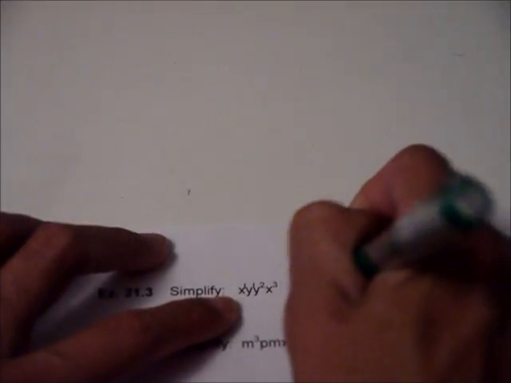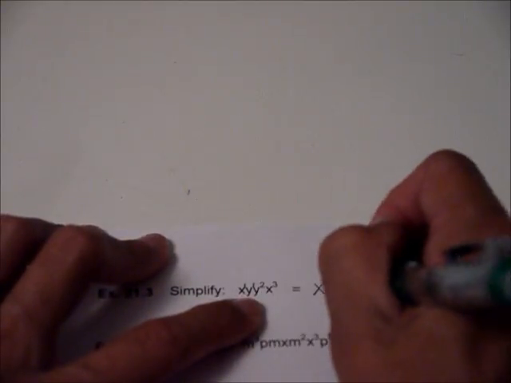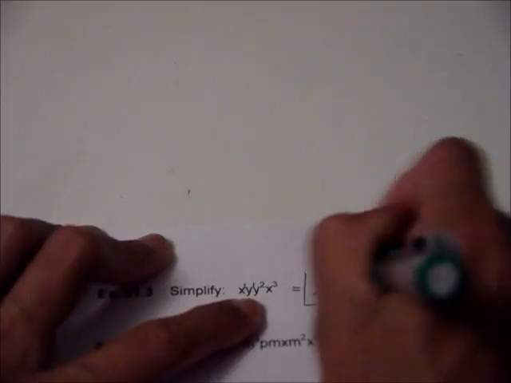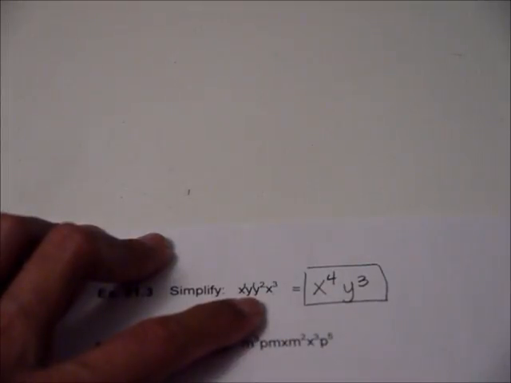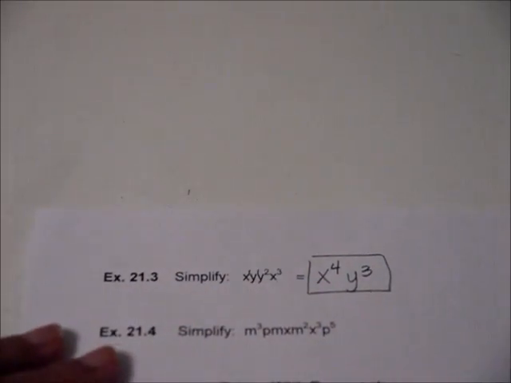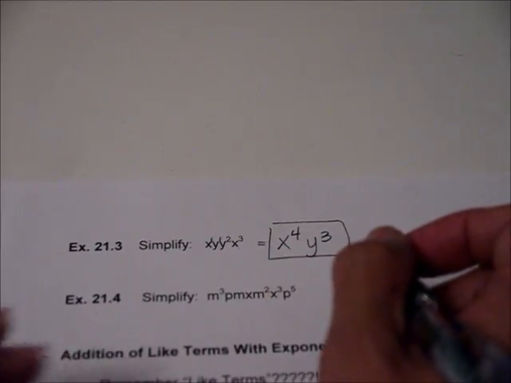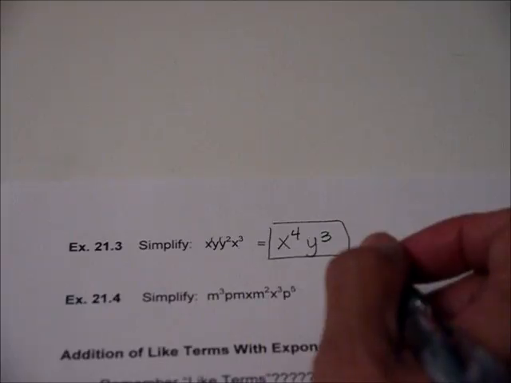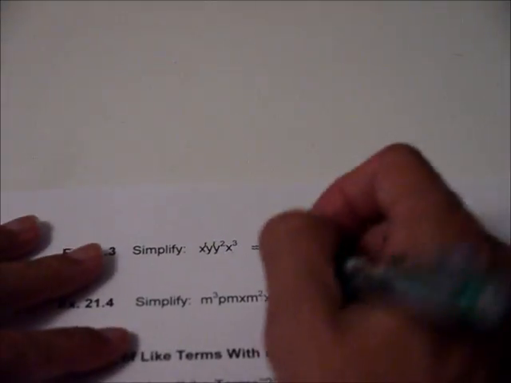So that means we have 1x and 3 x's. So we have x to the 4th. Here we have y to the 1 and y squared, so that together makes y cubed. And there is our answer for that one. All right, let's you try this. Count up your m's, your p's, and your x's. The book puts m first this time.